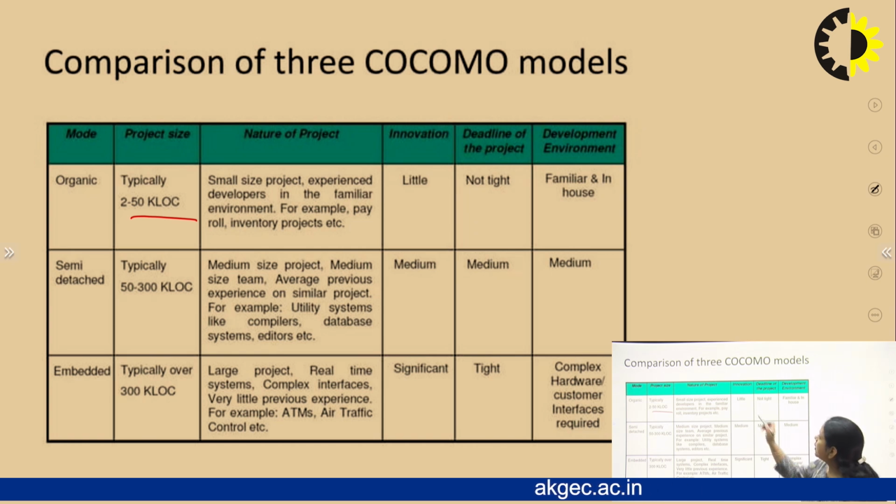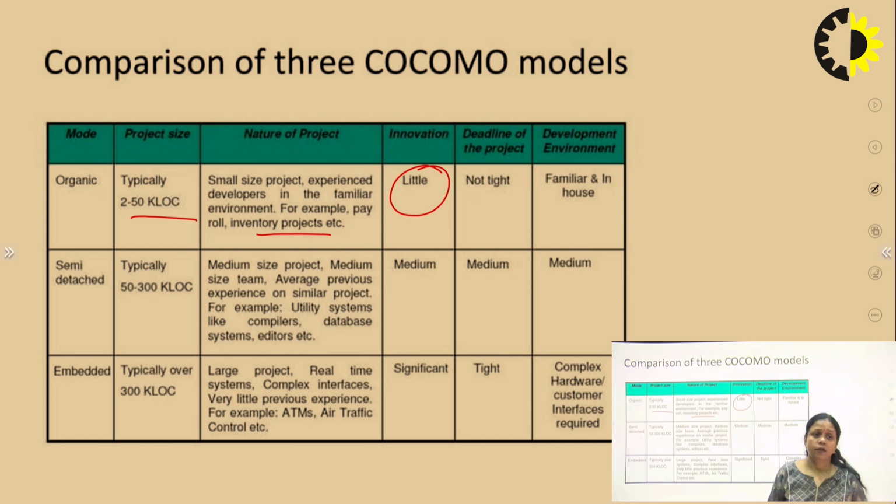So we can say the possibility of innovation is very little, because these projects don't have much complexity. The possibility of innovation is less here, because these are very familiar projects which are normally used by different companies. Next, the deadline of the project is not tight. If we have good time in the project, then we can say that the deadline of the project is not tight. Development environment: familiar and in-house.